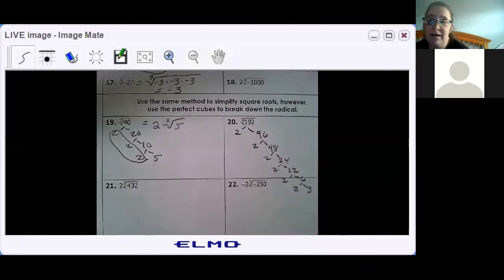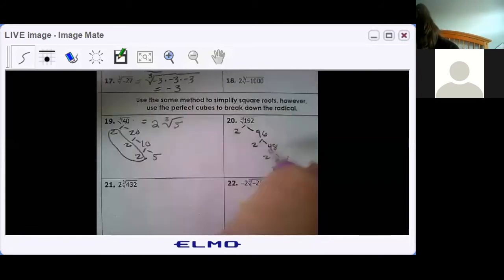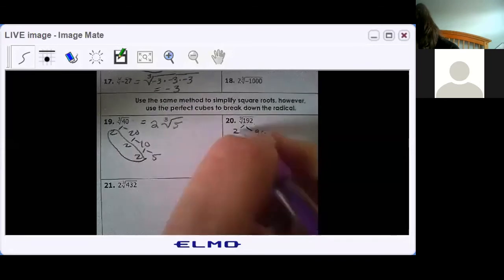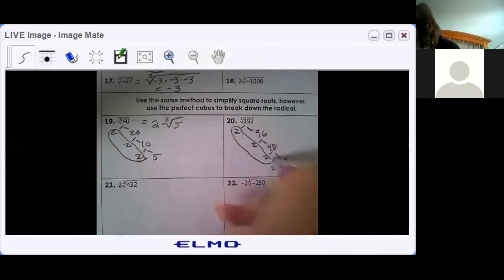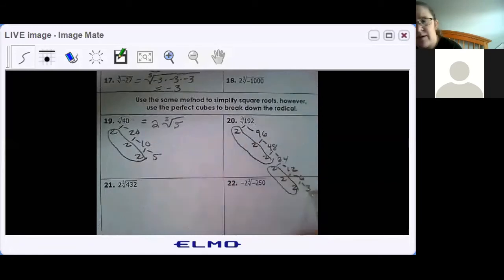The reason why I started out dividing by 2 is because it's an even number, and that's the easiest number to divide by. Okay? So now I've got one group of 2's and another group of 2's, and this little 3 hanging out by itself.